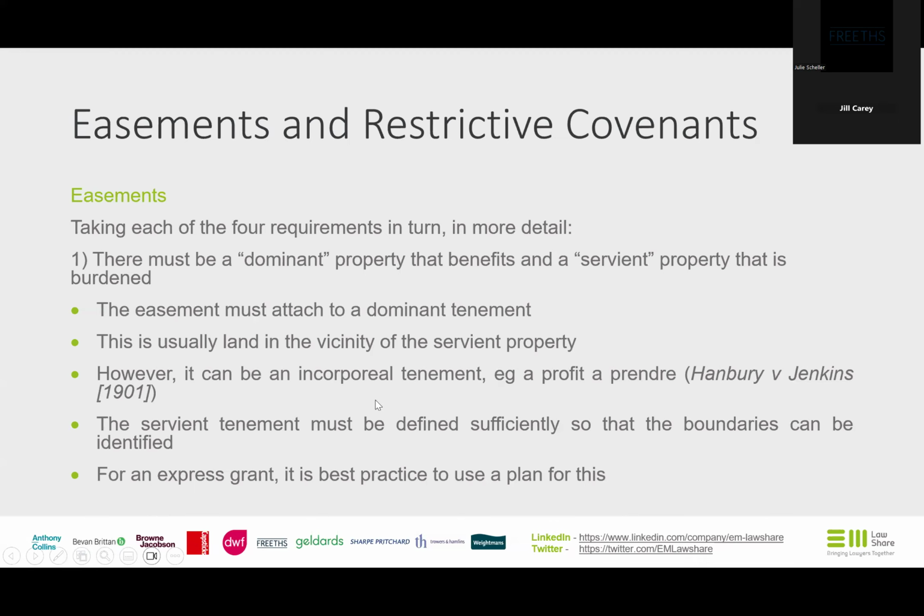It is important, though, that the servient land is defined sufficiently. You can imagine the disputes that arise if you're going to claim you've got a right of way, but you're not quite sure over which land it goes. And so, where you might be granting an express easement, say you're selling off part of a site, the best way to avoid any disputes is to use a very clear plan.